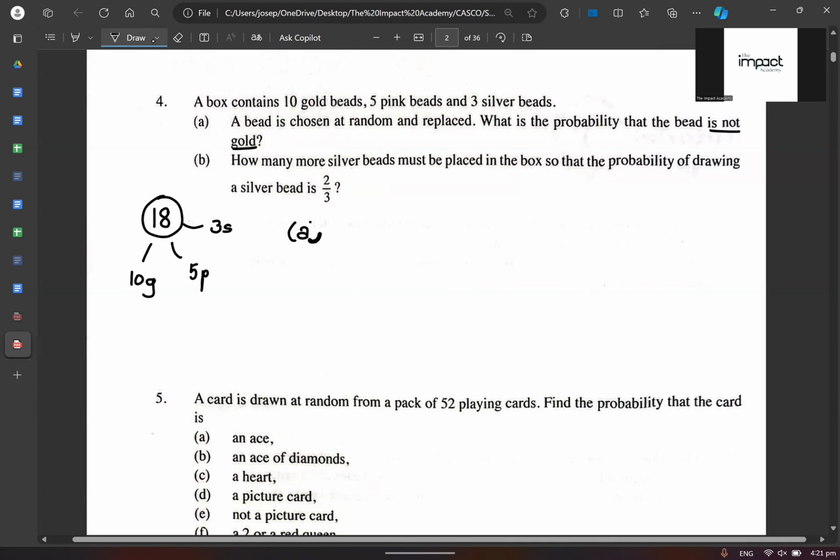The probability of not gold, very good. So the answer will be 1 minus 10 over 18. Agree so far? And that's about it.